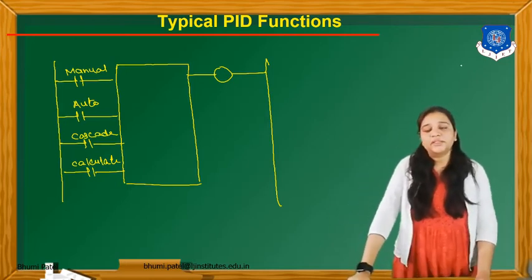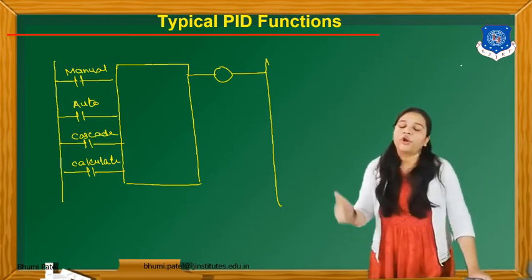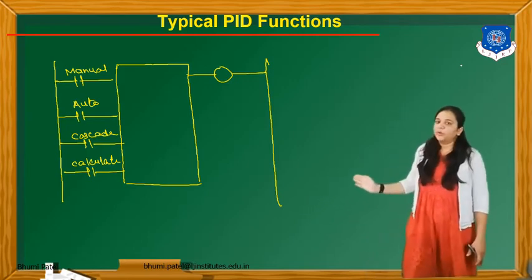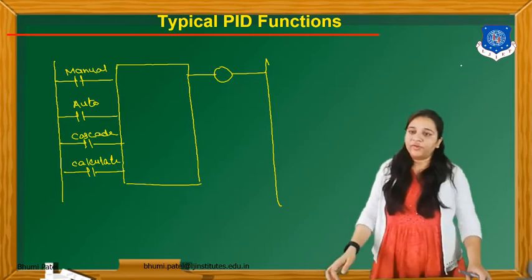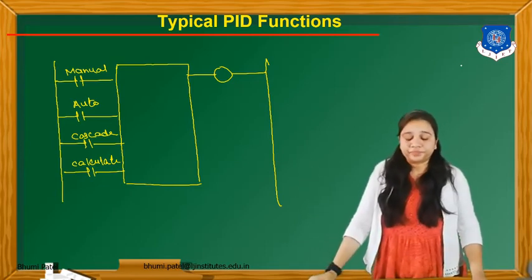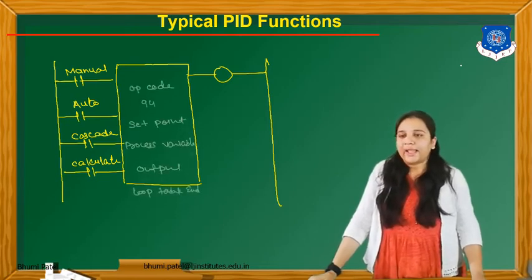If the system is in the manual mode, the auto input will be off, and if my system is in the automatic mode, the manual input will be off. Then if the system is connected in cascade form, at that time we have to turn on the cascade input.